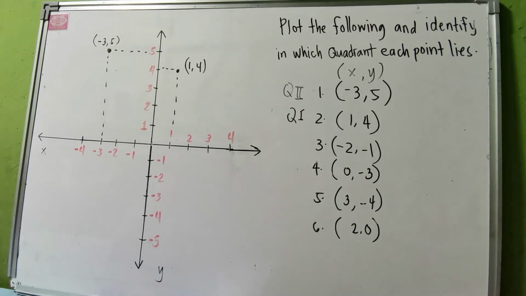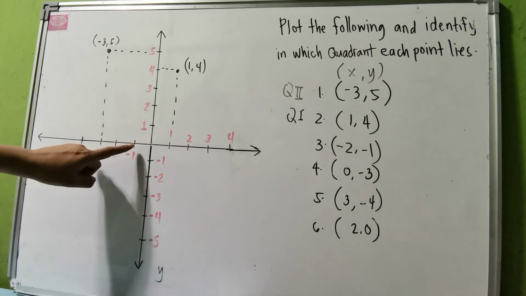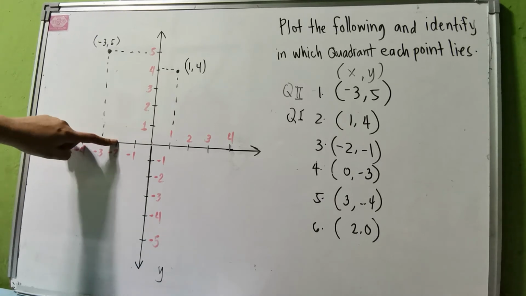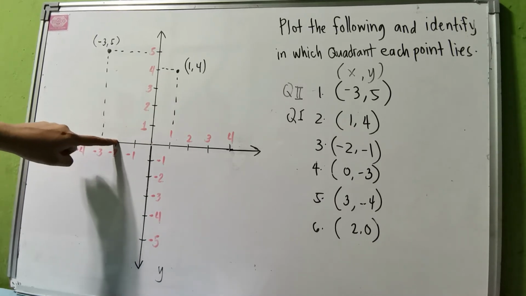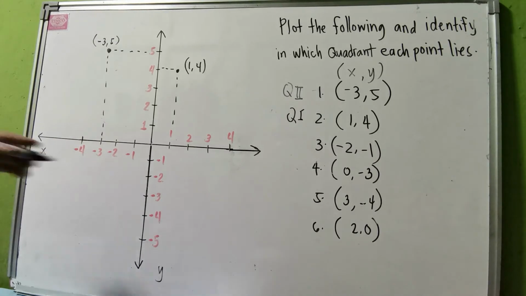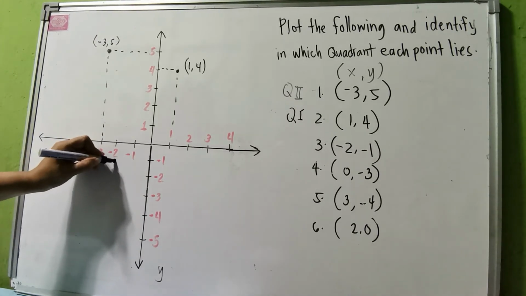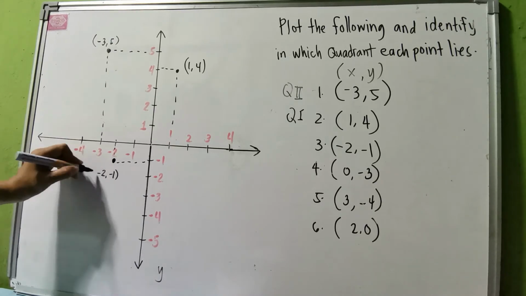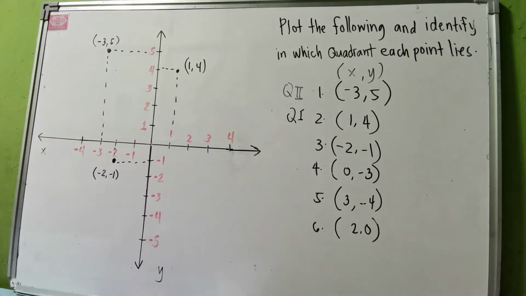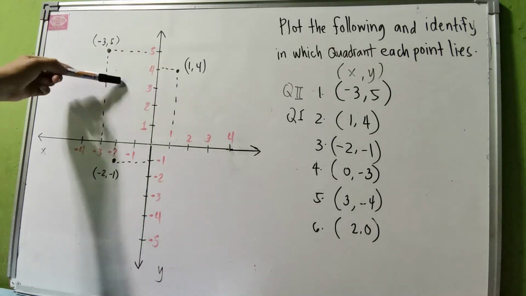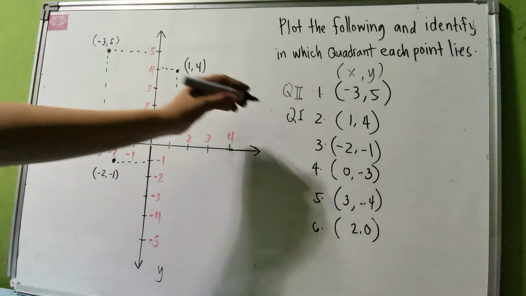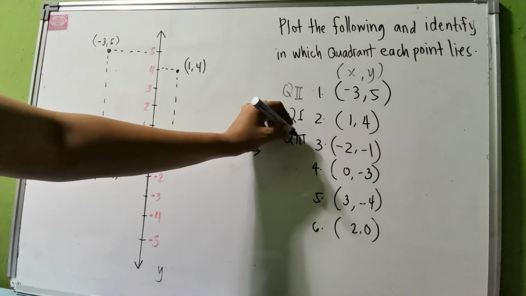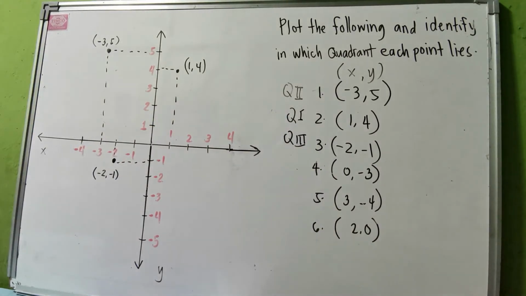Okay, now for number 3, we have (negative 2, negative 1). Ibig sabihin, negative ang ating x. So, 1, 2. And then, 1 unit downward. So, ito yun. So, we have (negative 2, negative 1). Okay, so quadrant 1, 2, 3. So, ang ating number 3 ay third quadrant.